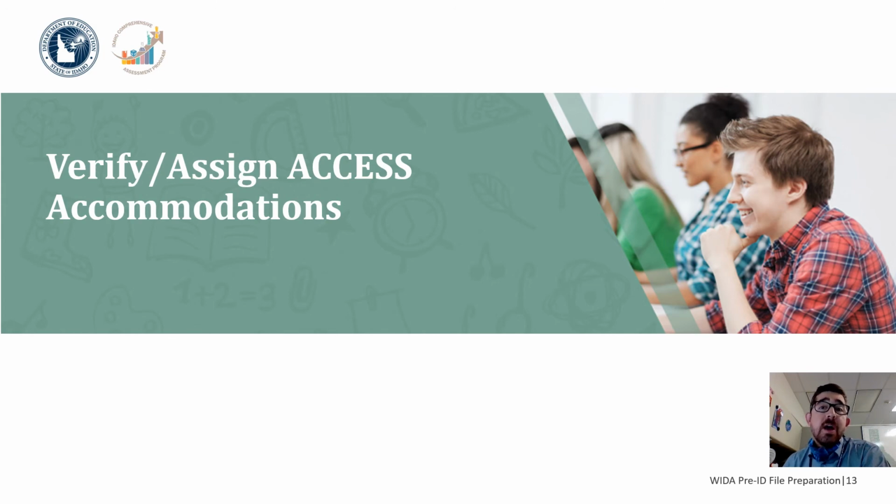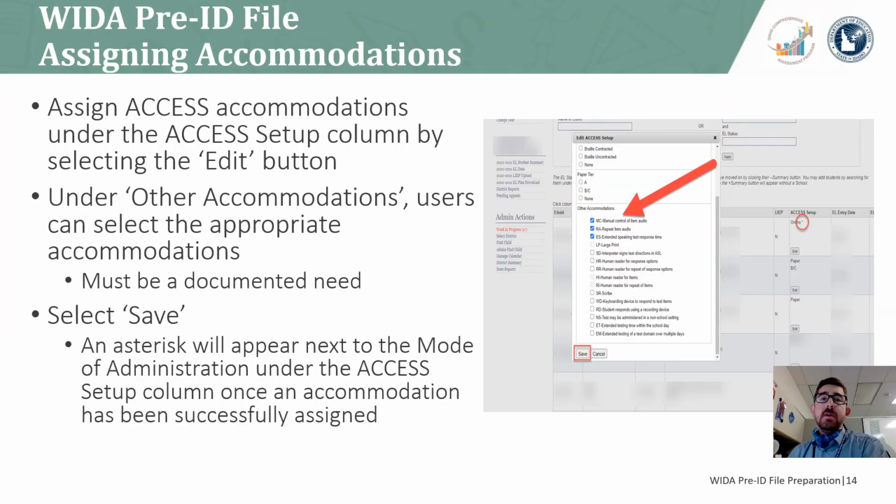Now I will be covering how to verify and/or assign an access accommodation. Verifying and assigning an access accommodation is much like the process of modifying an access mode of administration. First, open the EL Student Summary. Under the Access Setup column, select the Edit button.